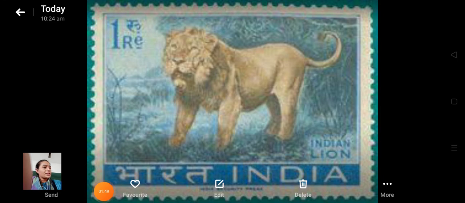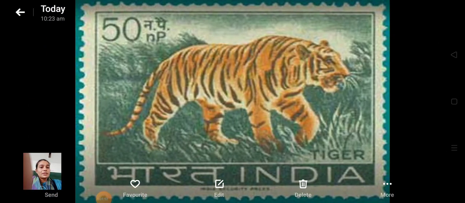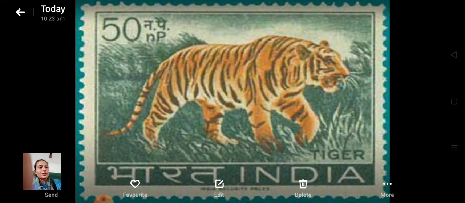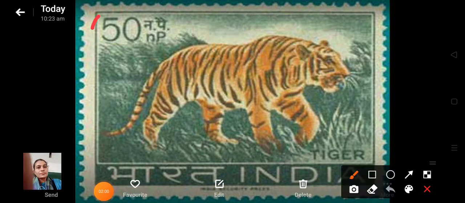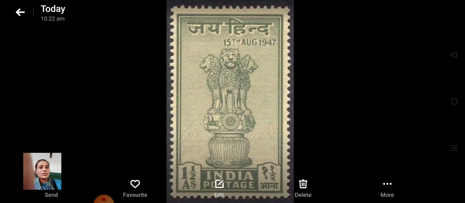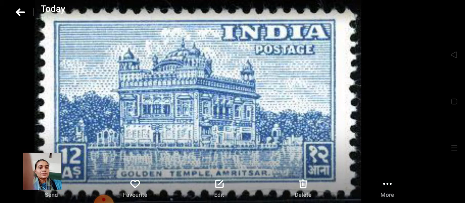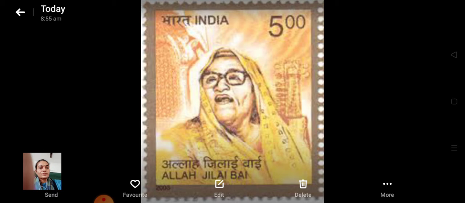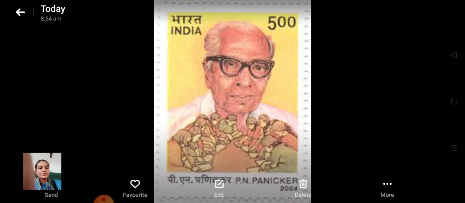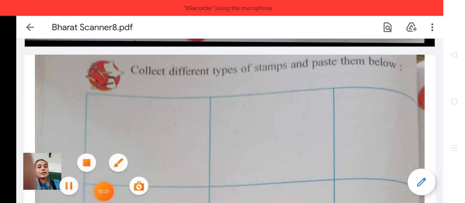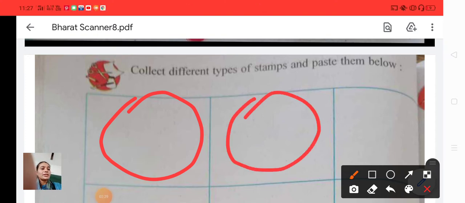You can see here students, this is post stamps. These all are different types of post stamps. This is of ₹1, you can see. 50 paisa. You can see these all are different types of stamps. So you have to collect this type of stamps and you have to paste them here.